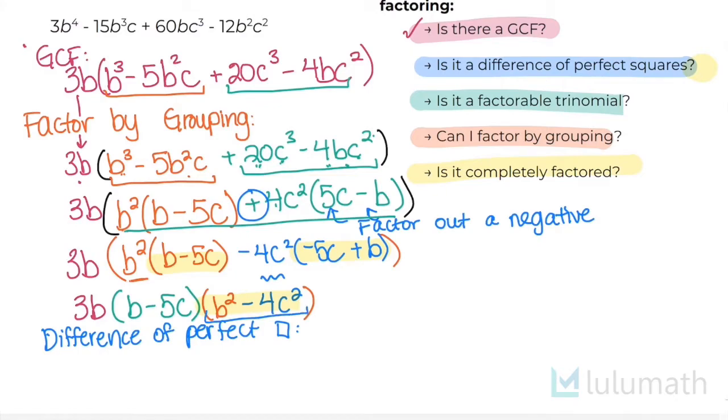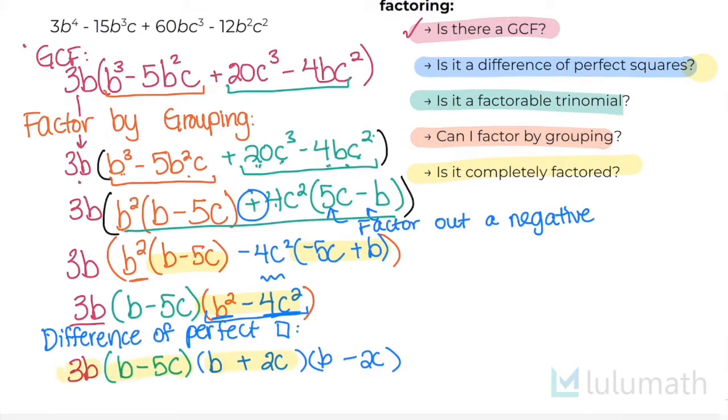So I'm going to take this expression and break it up. So I will take the square root of this b squared, which is b, and I'll take the square root of this 4c squared, which is 2c, and I will have a plus sign and a minus sign. Don't forget, we're not changing our expression, so we have to copy down this 3b, and we also have to copy down this b minus 5c. Now we have 4 different factors. So we're going to start from the beginning. We've got 3b, b minus 5c, b plus 2c, and b minus 2c.